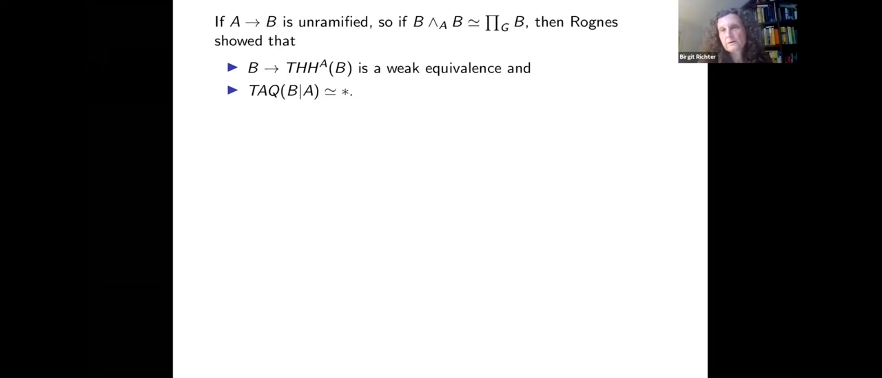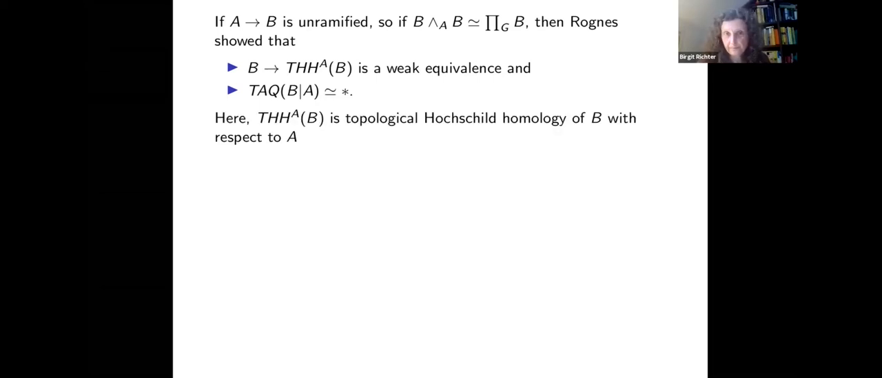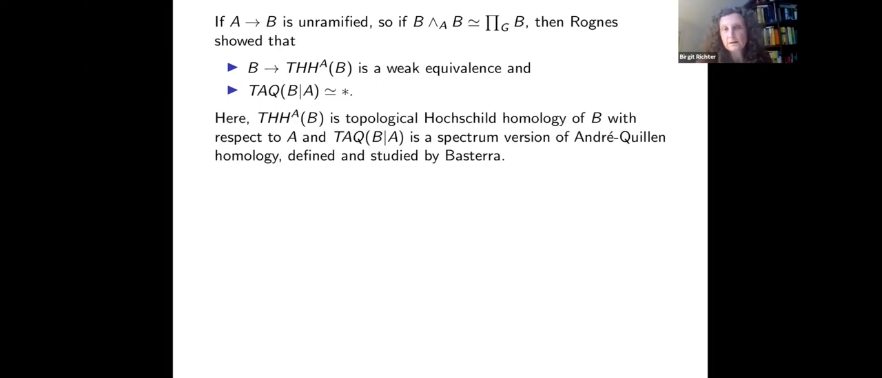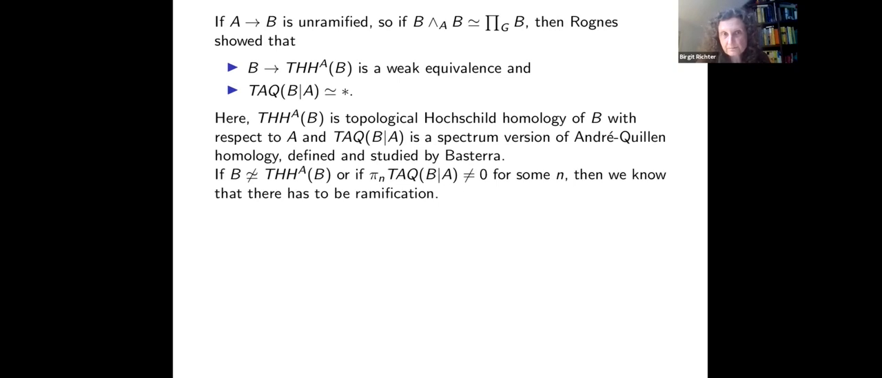And you also get that a topological version of Andre-Quillen homology vanishes. So these are just topological versions of Hochschild homology and Andre-Quillen homology that try to measure the same things that you try to measure with the algebraic counterparts.